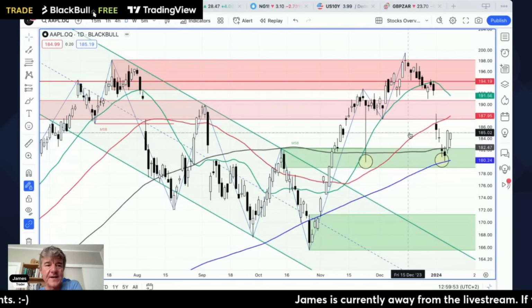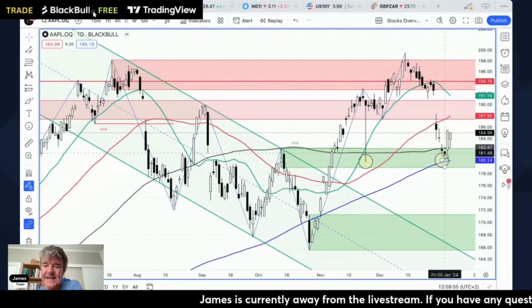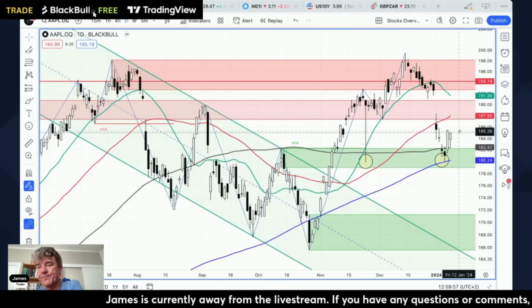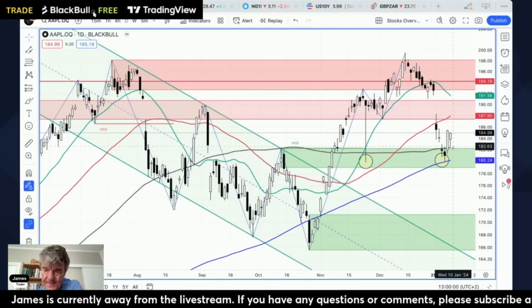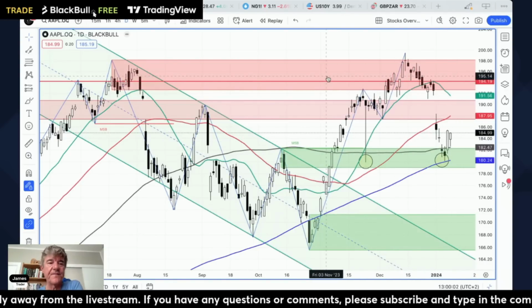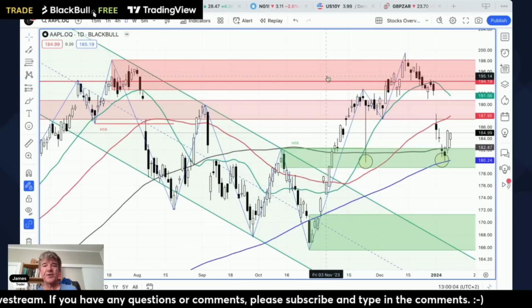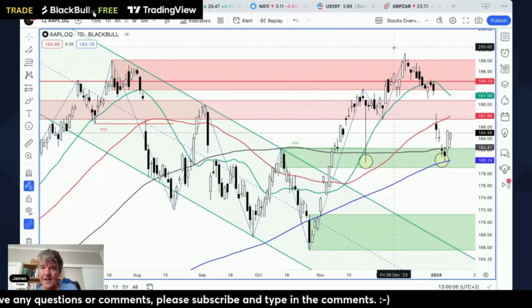So I've got quite a decent position on Apple. Stops are at break even. We're $5, $4 in profit on Apple, and that long trade on Apple has actually made up for most of the floating losses on NVIDIA.